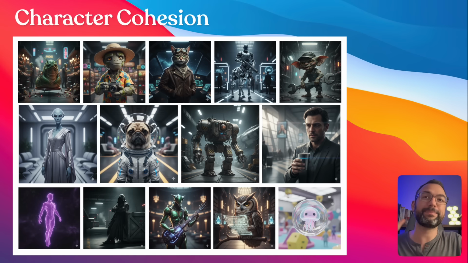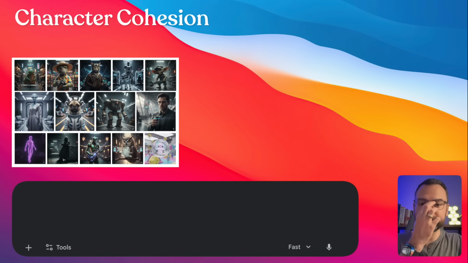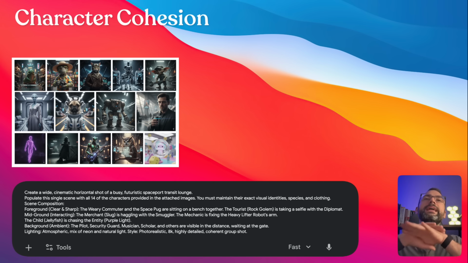Then what I did is I passed all of these images in and gave it a huge prompt where I basically said, hey, can you please create a wide cinematic horizontal shot of a busy futuristic spaceship transport lounge, and what we want to do is put all these 14 characters into this scene. And to add some complexity, we basically create 3 different layers where there's a foreground, a midground, and a background.